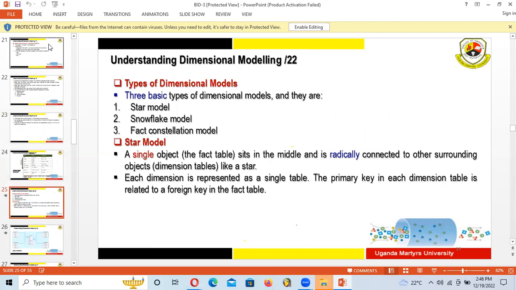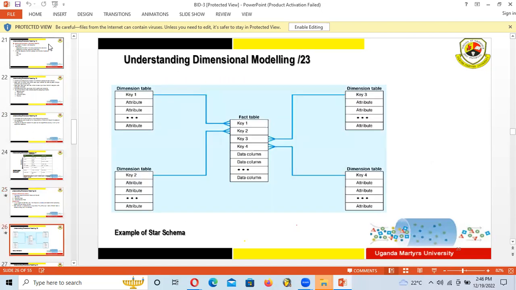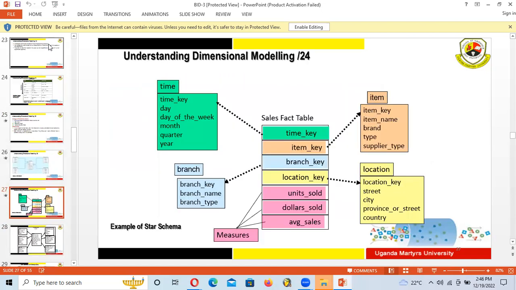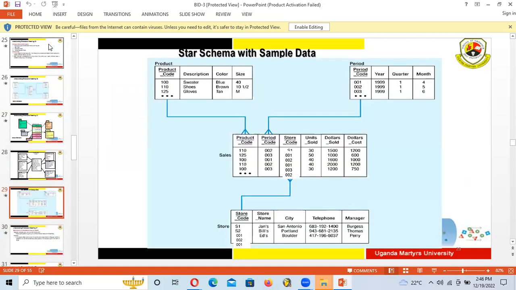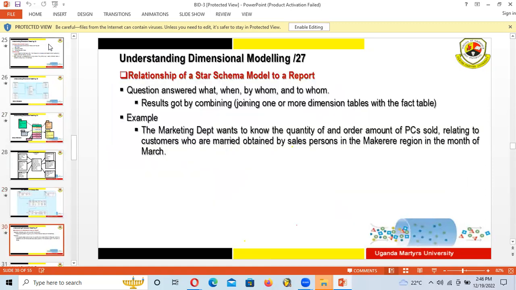So types of dimension models, we have basically 3 types of dimension models. We have the star model, the snowflake, and the fact constellation model. When we talk about the star model, here the fact table is in the middle, and the dimension tables are connected like a star. For example, this picture is all a star model and a star schema.